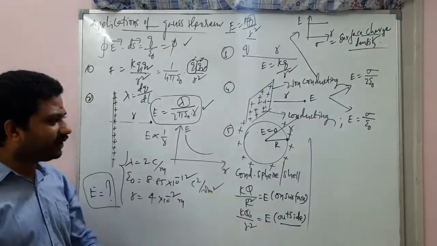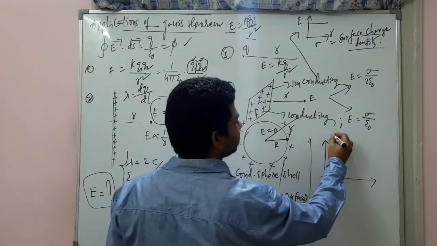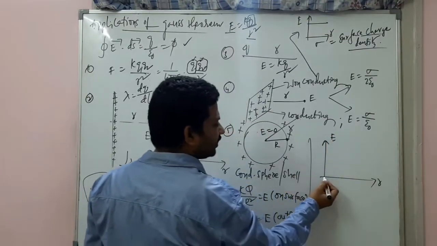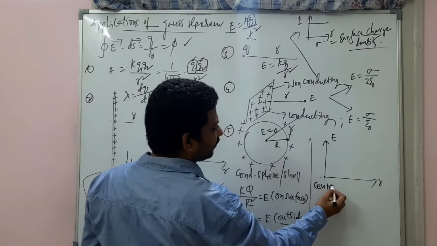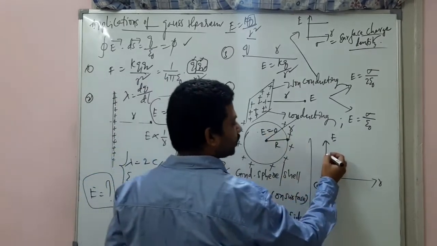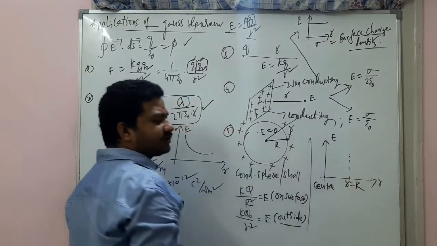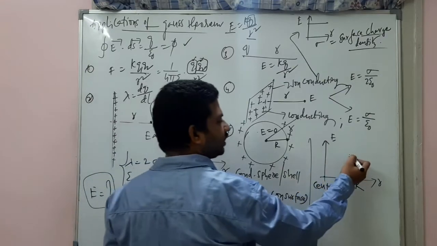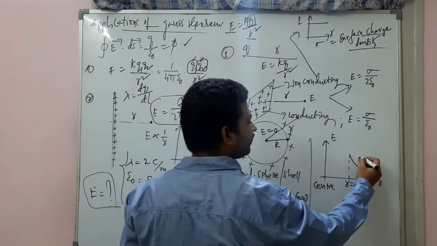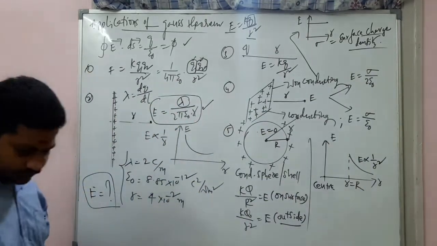How will the graph be drawn here? Listen, E and R. This is the center. From the center to the surface, E value is 0, right? Till small r is equal to capital R, E value is 0. From here, it is inversely proportional to R square. Very important. See the graph.